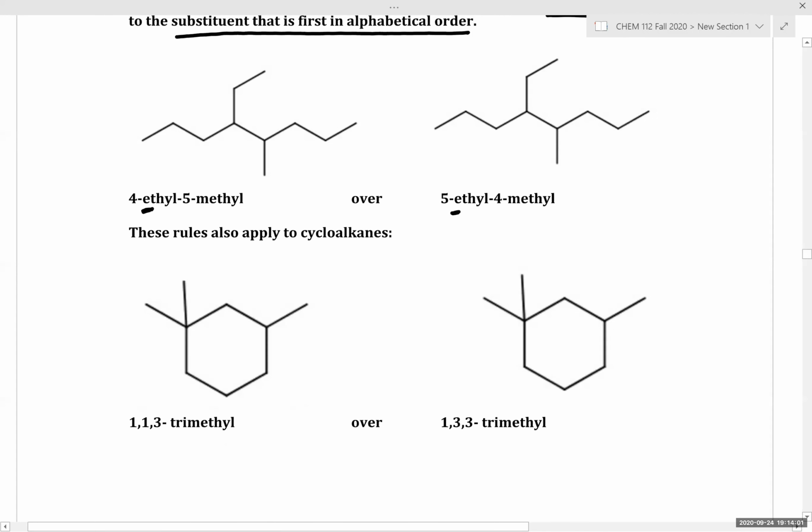Continuing on, these rules also apply to cycloalkanes, where we choose to count clockwise 1, 2, 3, 4, 5, 6 versus counterclockwise. The reason for that, we want lower carbon locant numbers, and 1,1 beats out 1,3. Does that make sense? Perfect.